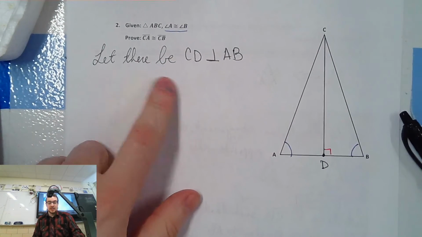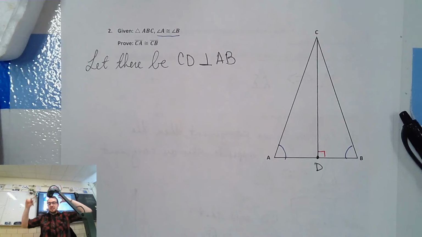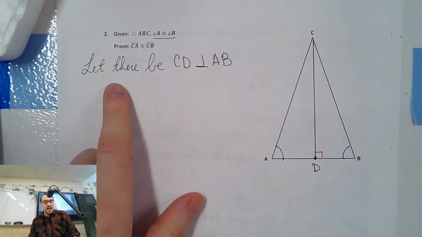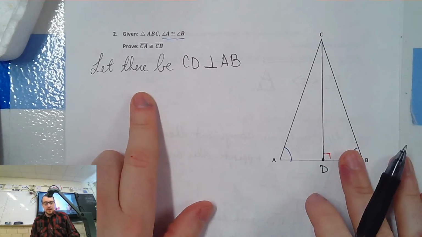You have to say "let there be." You can't just say, hey, CD is perpendicular to AB. "Let" is important because it says we're creating something.